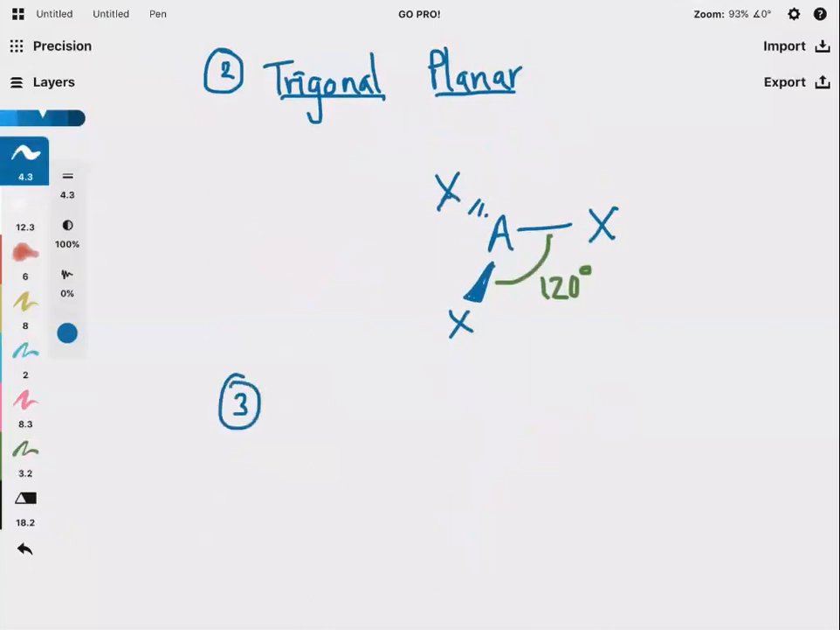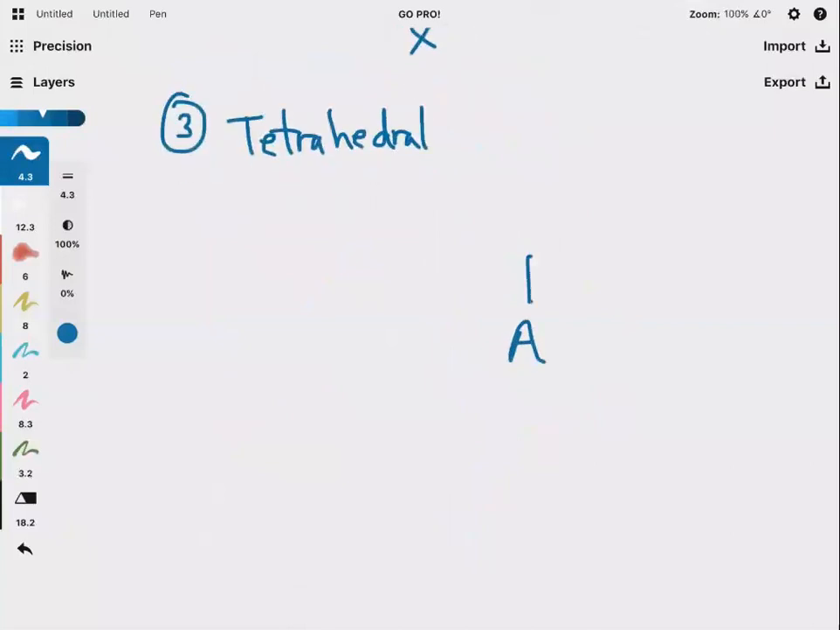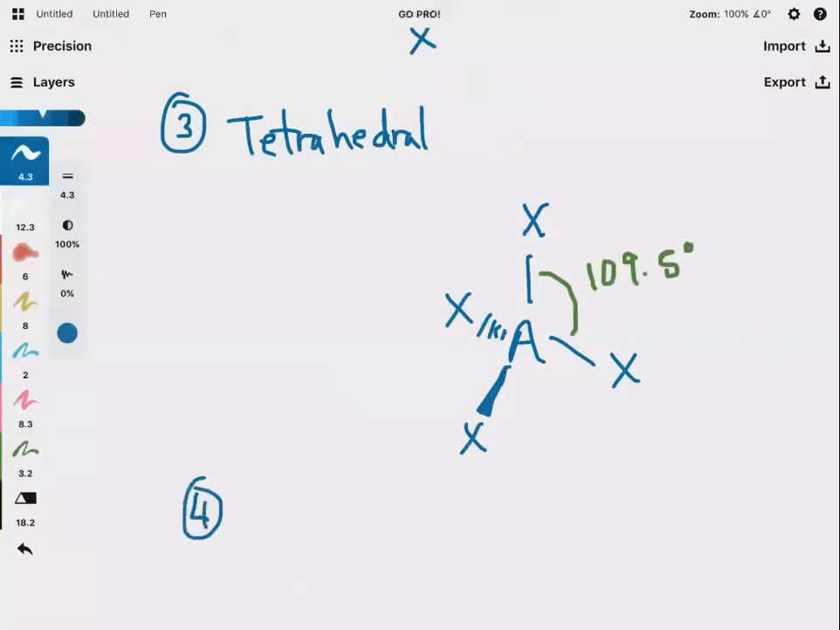The third geometry we should be aware of is tetrahedral. Tetrahedral is when you have four atoms attached to a central atom. So there's our central atom. Here's one atom attached to it. Here's another one. Here's one coming out at you, out of your computer screen, and one going away from you. And the bond angles between the substituent groups attached to the central atom is 109.5. And this is a number I would absolutely memorize, 109.5.